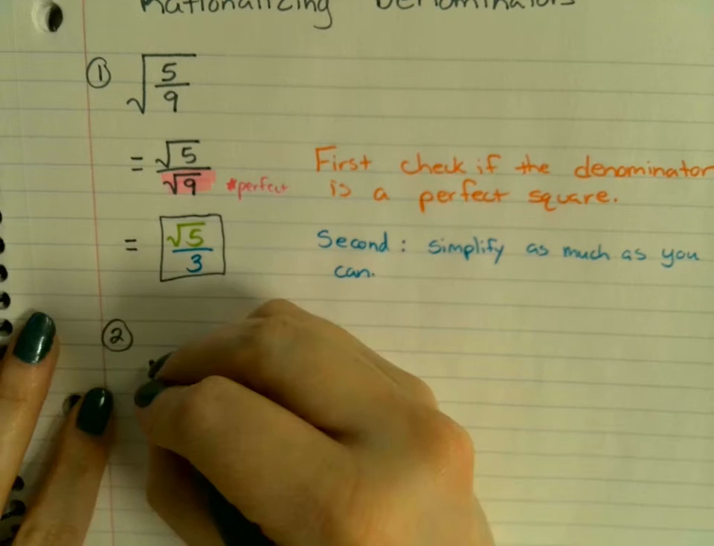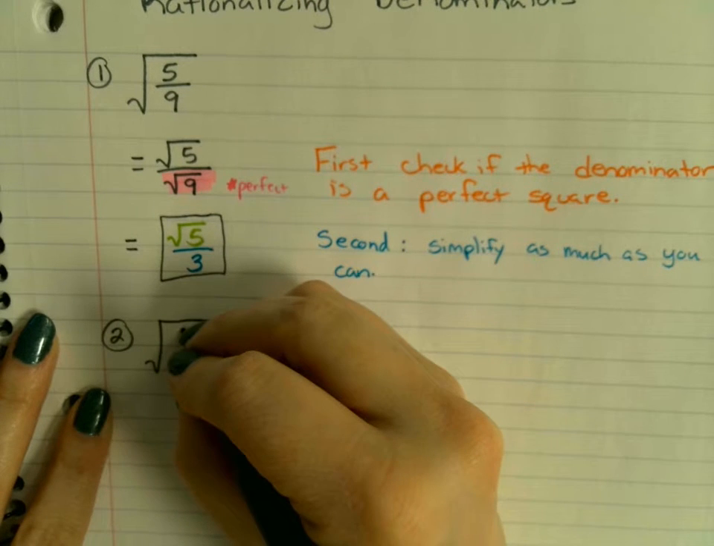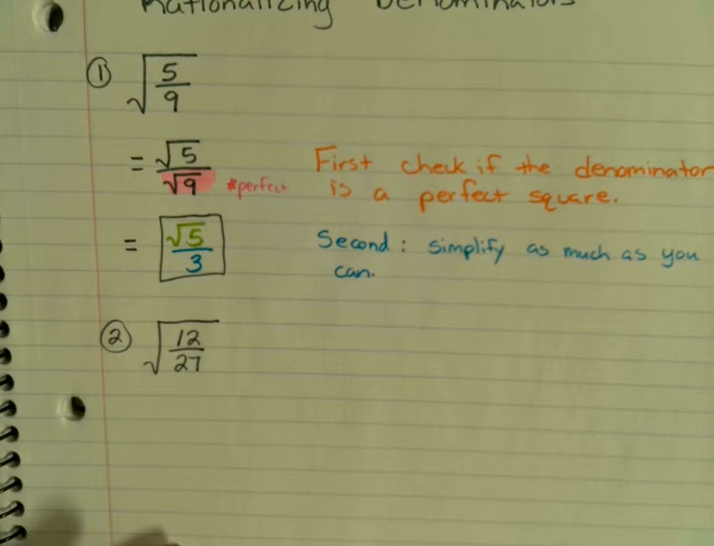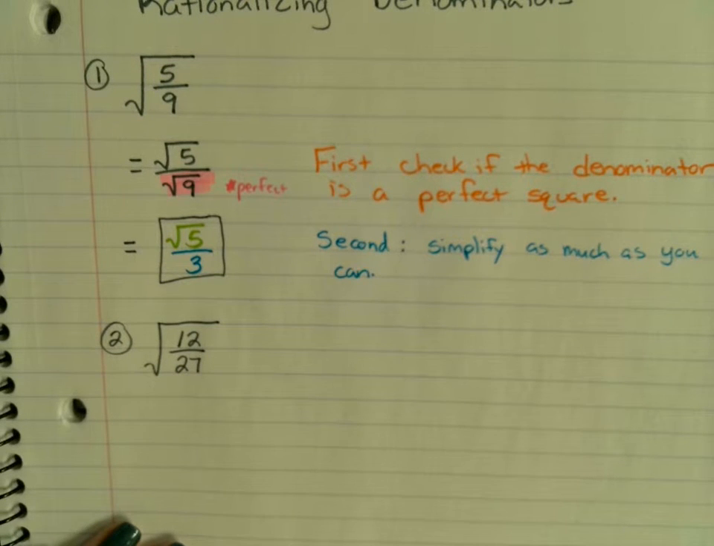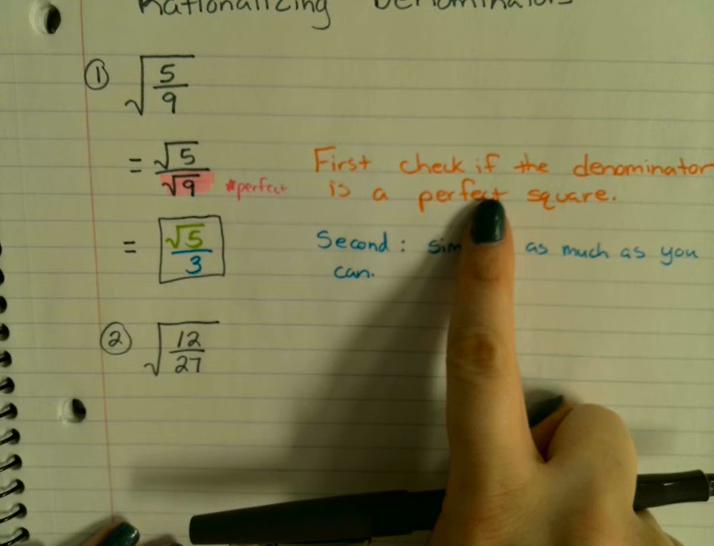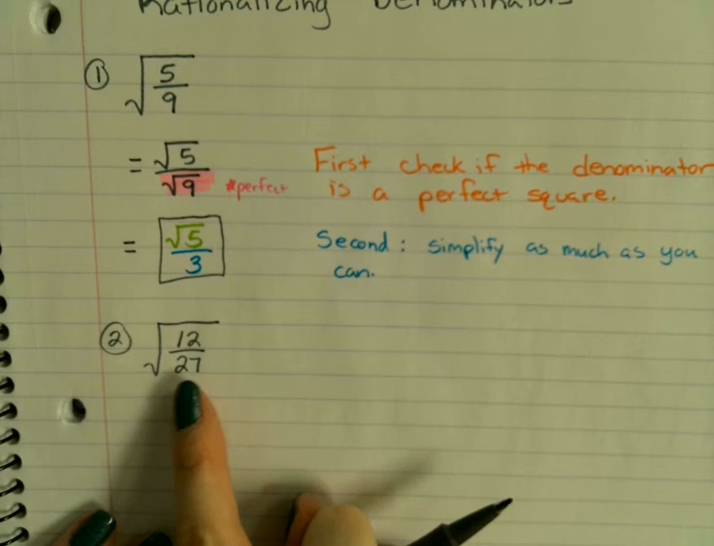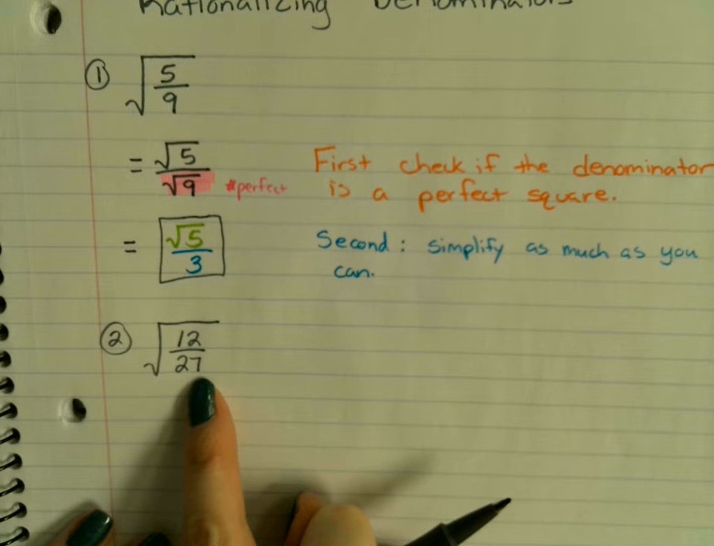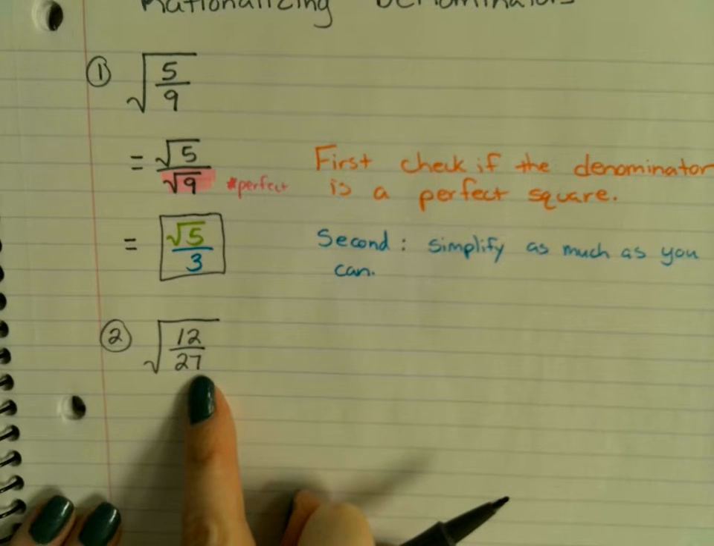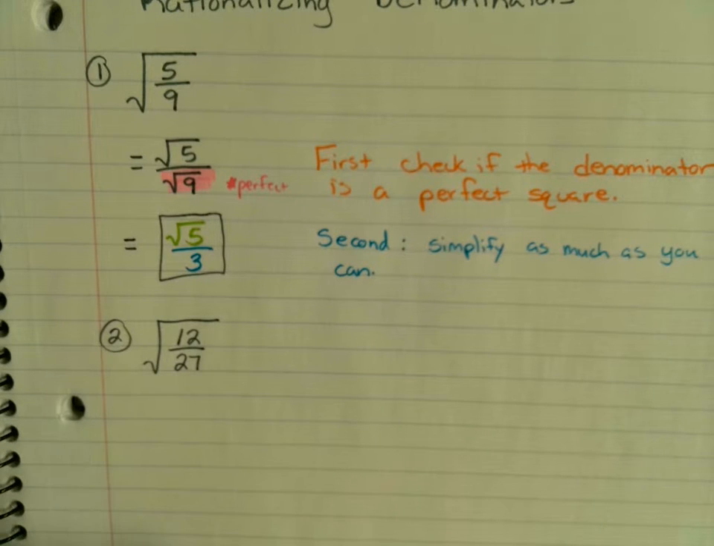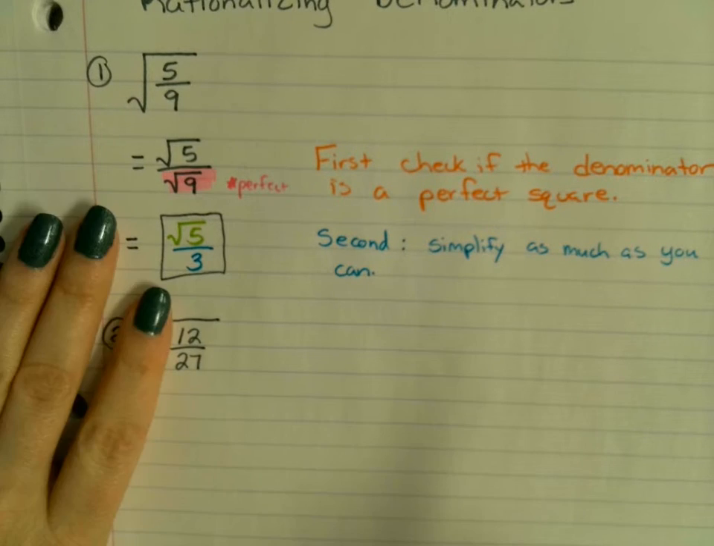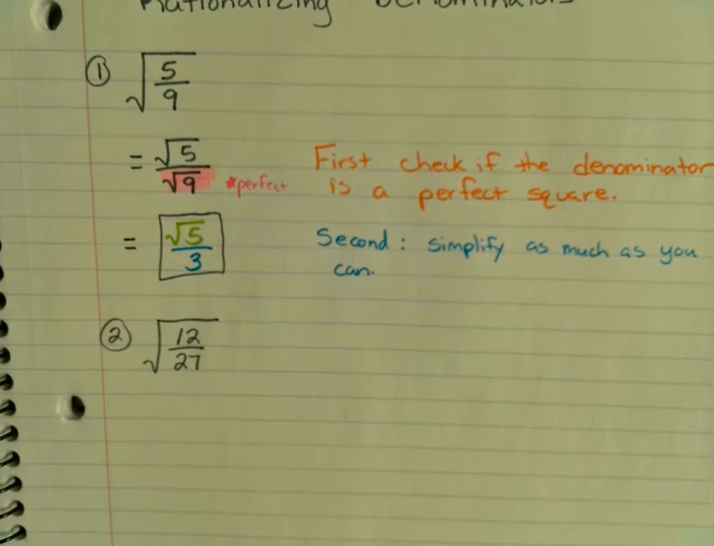Got the square root of 12 over the square root of 27. All right, so first thing that I'm going to check, is my denominator a perfect square? Is 27 perfect? No. So what I want to do is see if I can simplify. So first, as just a fraction, 12 over 27, can I simplify 12 over 27? Yeah. What are they both divisible by? Not 2, 3, right? They're both divisible by 3.